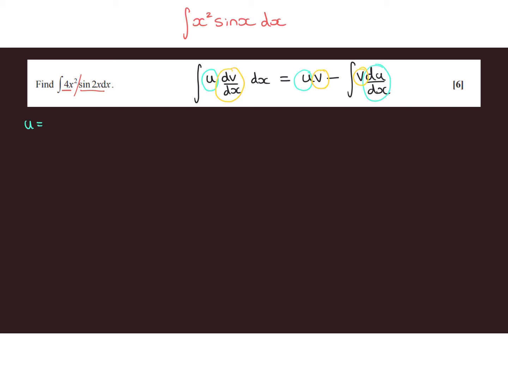So u is going to equal 4x squared, which means du by dx is going to equal 8x, and dv by dx is going to equal sine 2x. When we integrate it, you actually now have to use a little bit of integration by substitution here, but we're going to do this the quick way, where we recognise this is a sine function, so it integrates to negative cos 2x, but you need to divide by the derivative of this inner function, so it's minus a half cos 2x.